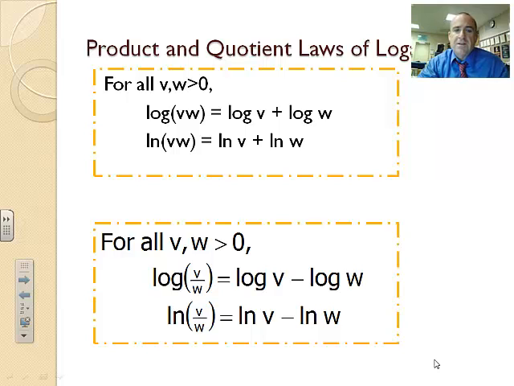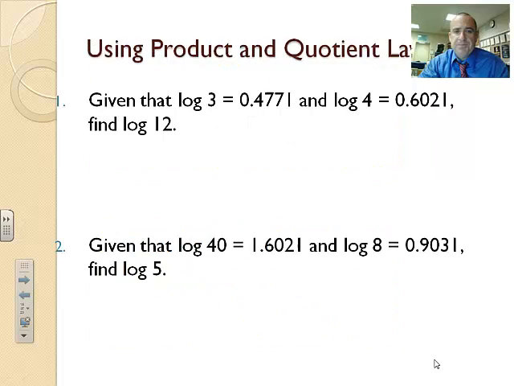If you have the log of VW, that's equal to the log of v plus the log of w. Natural logs behave the same as common logs. When you're dividing, log of v divided by w, you get the log of v minus log of w. And again, natural logs behave the same way. So those are the product and quotient laws of logarithms. You should definitely have those written down on your paper.